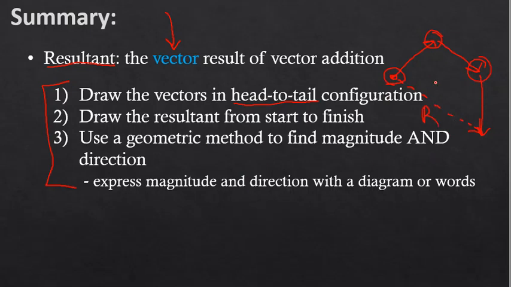If you want to find the actual magnitude and direction for this vector, you do need to use the geometric method using the Pythagorean theorem and then using tangent, cosine, sine in order to find the magnitude and the direction. And again, you can either express that magnitude and direction with a diagram, so that's perfectly fine, label the magnitude, and then label the direction. Make sure you are showing that direction clearly in the diagram, or you can do it using words, and just keep in mind if you're doing it using words, that direction should be referenced to the unit circle, just because that is universal.